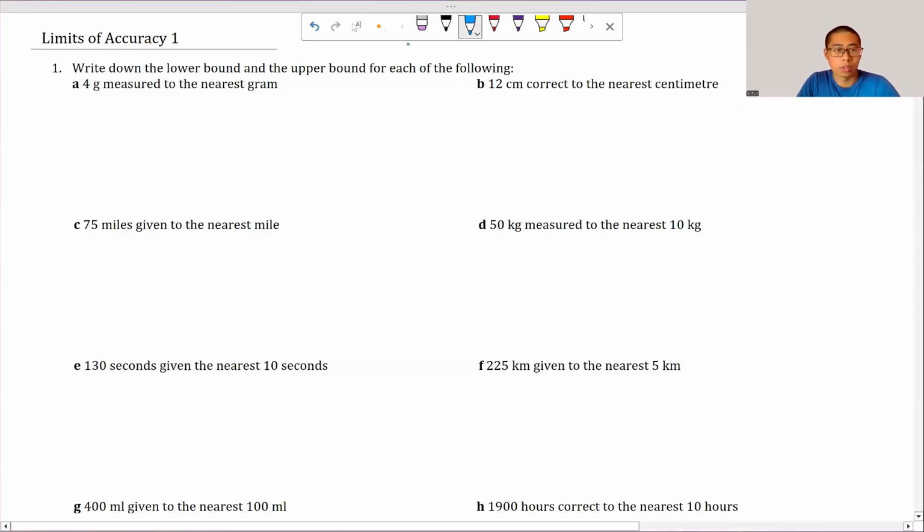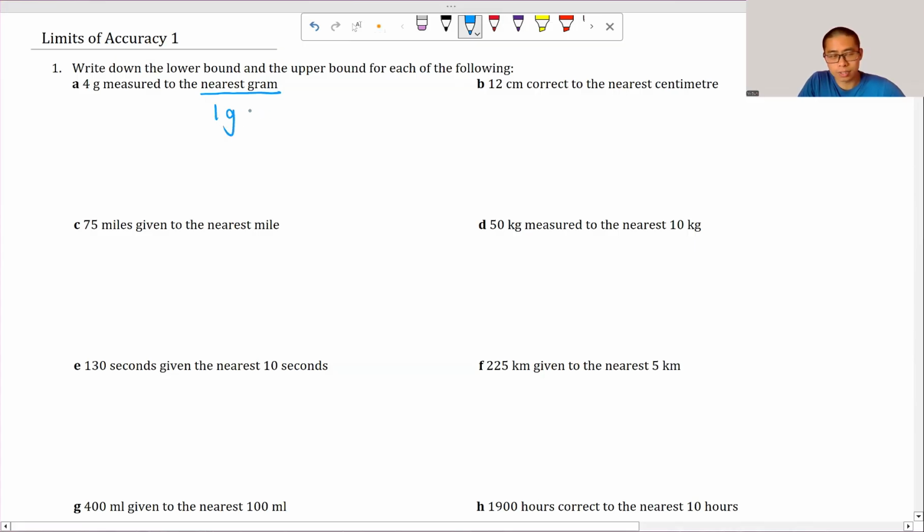Okay, so for this question, write down the lower bound and upper bound for each of the following. For part A, 4 gram measured to the nearest gram. When I say measured to the nearest gram, that is the nearest 1 gram.